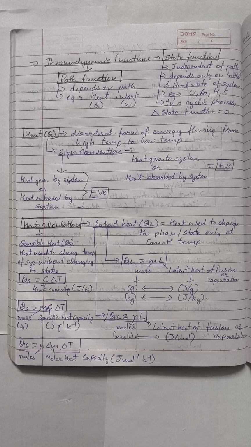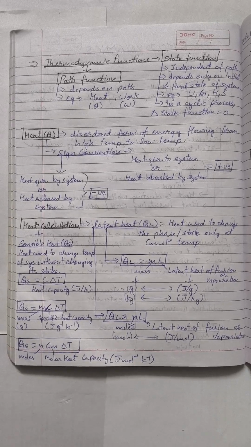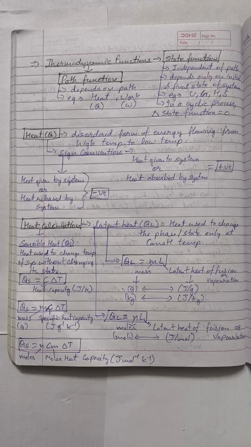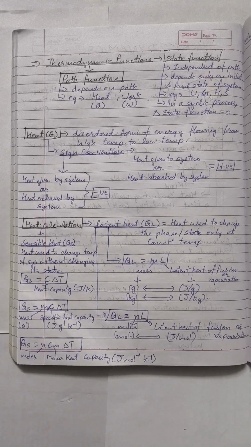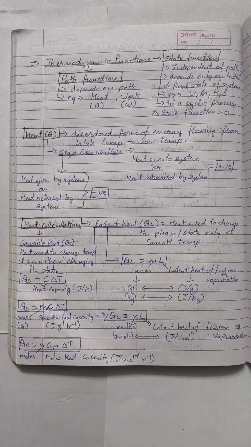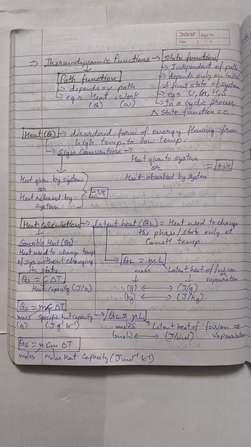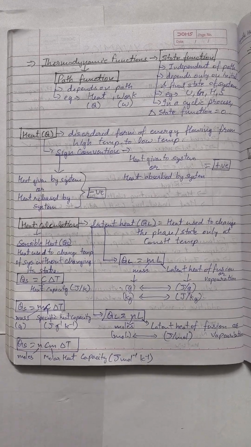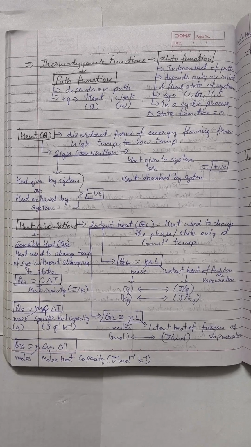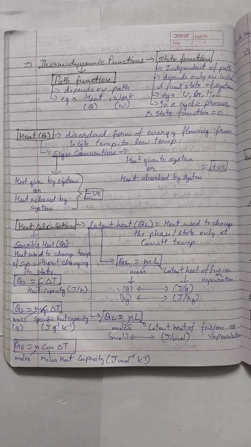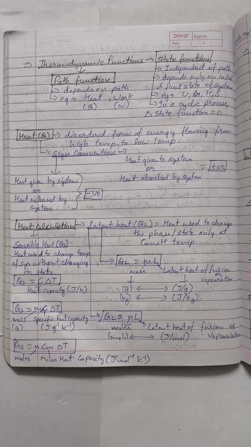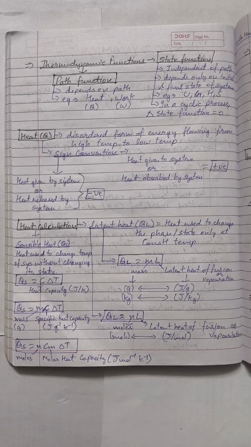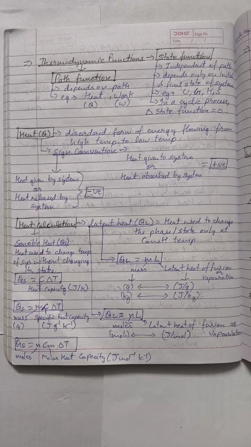Sign conventions for heat in chemistry are as follows. Heat given by system or heat released by system is taken as negative. Heat given to system or heat absorbed by system is taken as positive. Calculations of heat. Heat is divided into two categories. One is latent heat represented by QL, and second is sensible heat represented by QS.